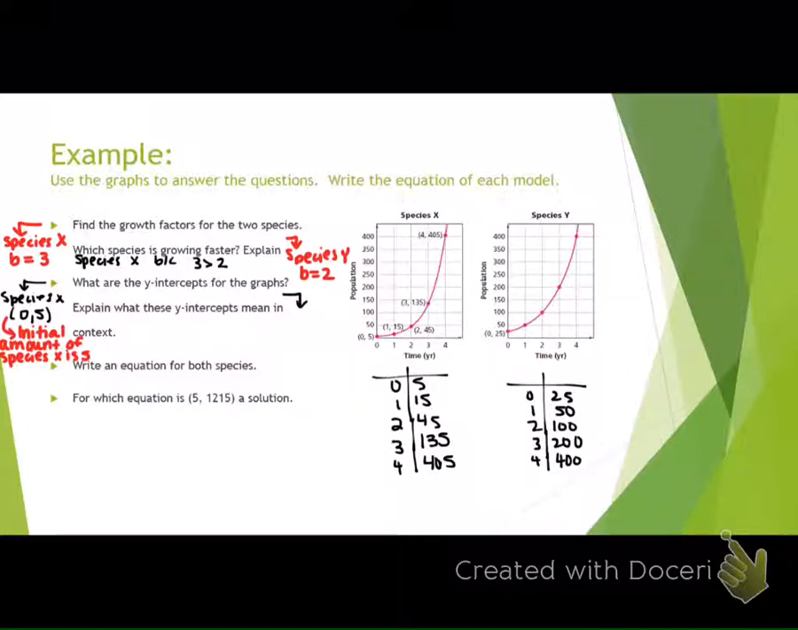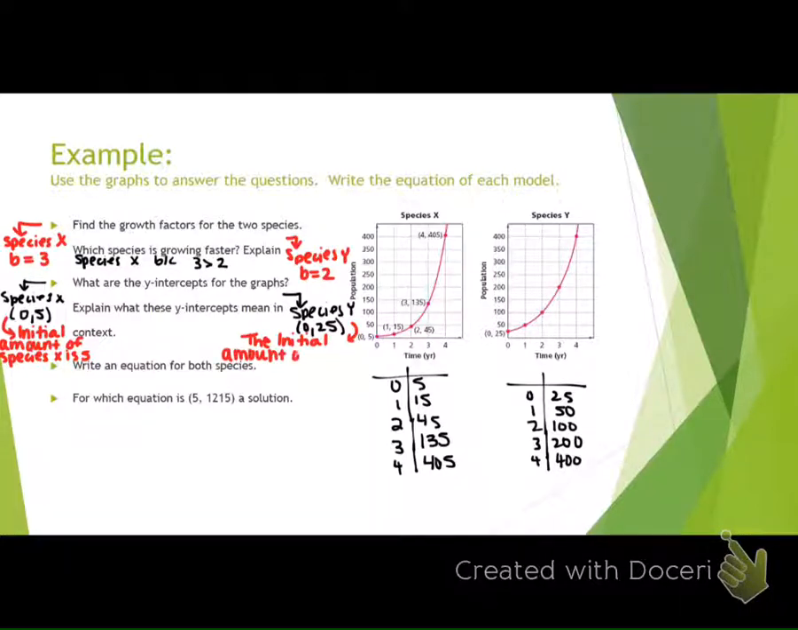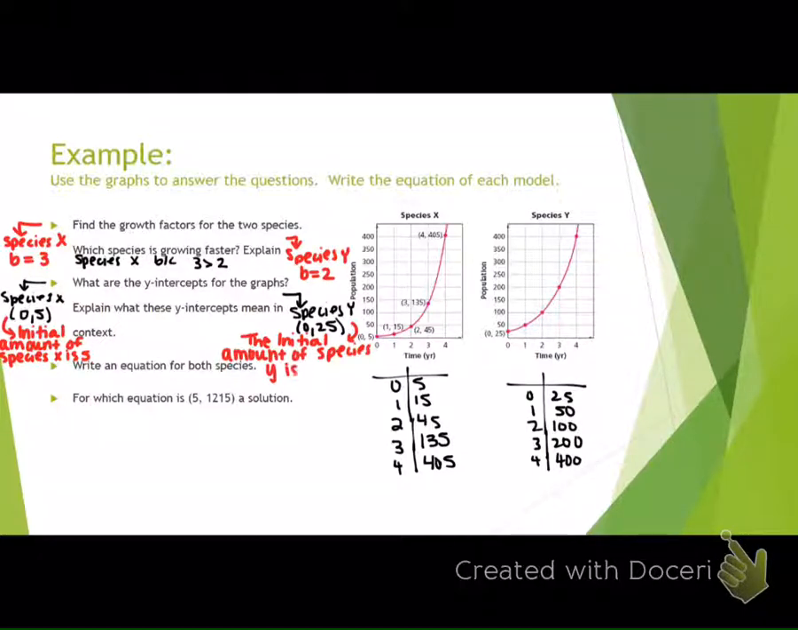Sorry. Blaine, what is the y-intercept of species Y? Yep. Blaine. Oh, it's 25. As an ordered pair, 0, 25. And what does that mean in context? That at the time of 0, the population was 25. The initial amount of species Y is 25. All right.